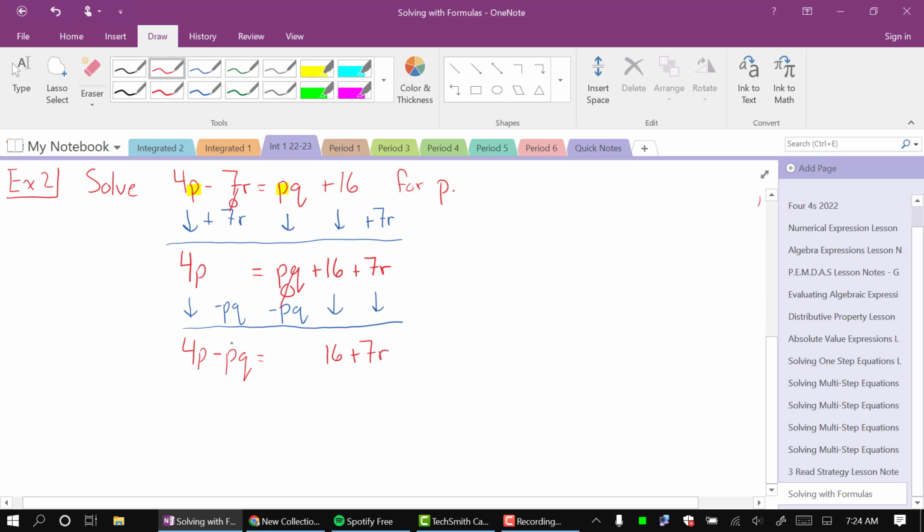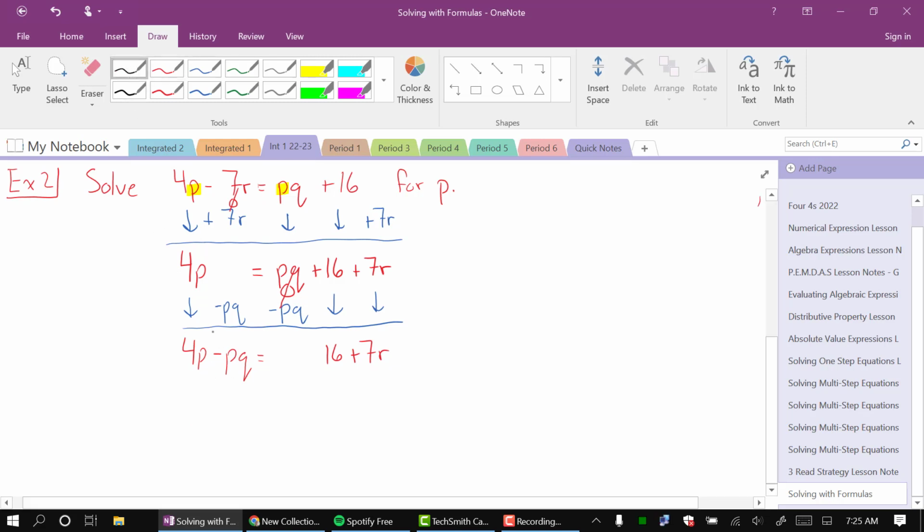Okay, I have both of my P's over here. So what I want to do is take the P out of both of these problems. A way we could take it out of both of these is called factoring. Factoring removes the common factor within it.